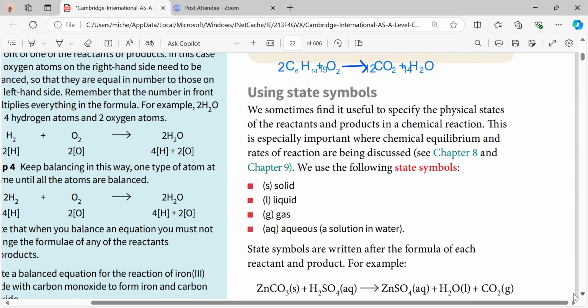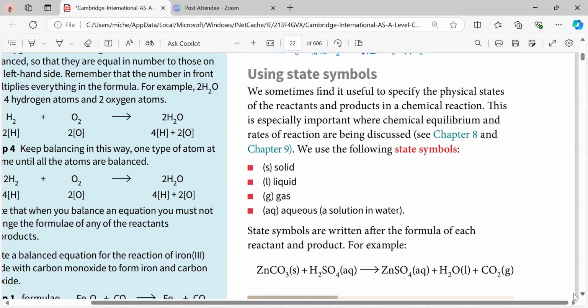We can identify whether that product is a solid, liquid, gas, or aqueous. Aqueous is a solution in water. I kind of forgot about this; I thought it was a solution of any kind, but yes, a solution in water. It's called aqueous. The symbol is aq. And yes, water is actually just liquid. It's not a solution. So that's why it's l for liquid. s is for solid. g is for gas, like I have said previously.